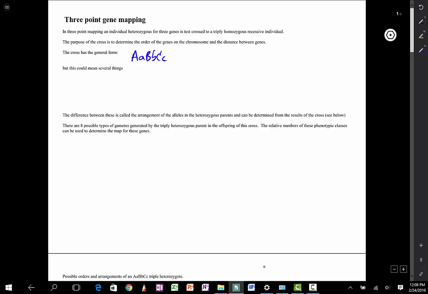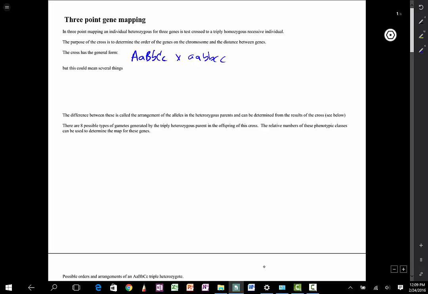But if I draw it like that, we don't know exactly how it's a heterozygote. So we can still have the different coupling configurations. A and B could be coupled, A and C could be coupled, A and B could be in repulsion, and you can have any of those combinations. So that's one of the things we'll have to figure out from the data.